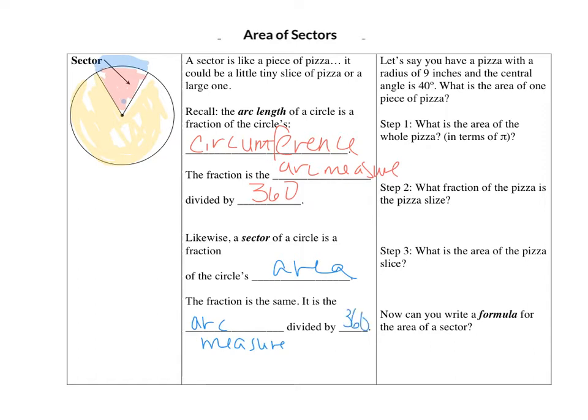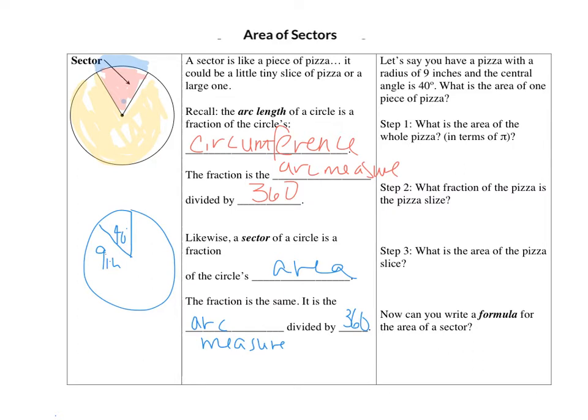Let's look at a really simple example here. Let's say you have a pizza with a radius of 9 inches. Let's just make a quick sketch over here. So you've got a piece of pizza, or a whole pizza, and the radius of your pizza is 9 inches, and the central angle is 40 degrees. So we're looking at a piece of pizza like this with a 40-degree angle. So we're going to see how we are going to find the area of this sector.